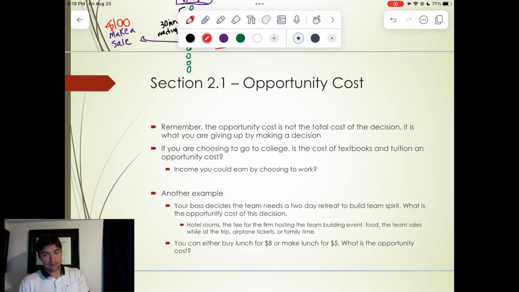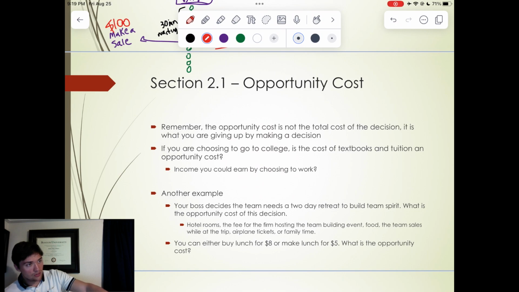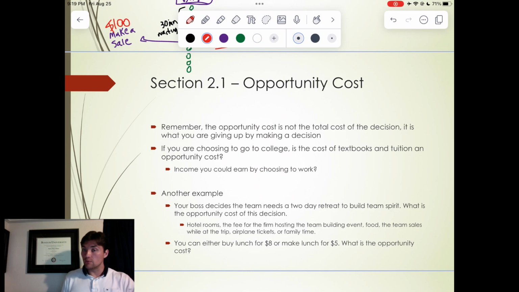So let's take a look at this. If you are choosing to go to college, is the cost of textbooks and tuition opportunity cost? And before you say yes, what's your decision? The decision is to go to college. So you are doing that. Are you having to spend money on textbooks and tuition because you go to college? Yes. So are you giving up the textbooks and tuition to go to college? No, because that's what you're paying for.